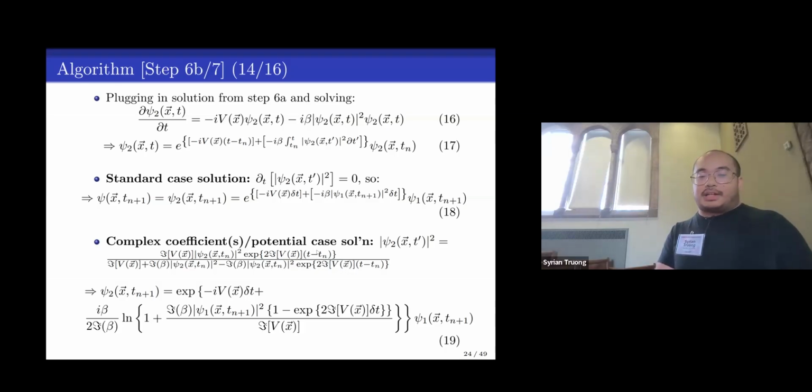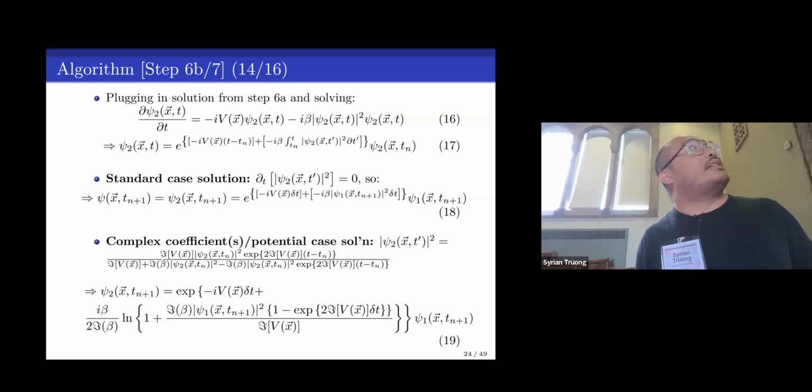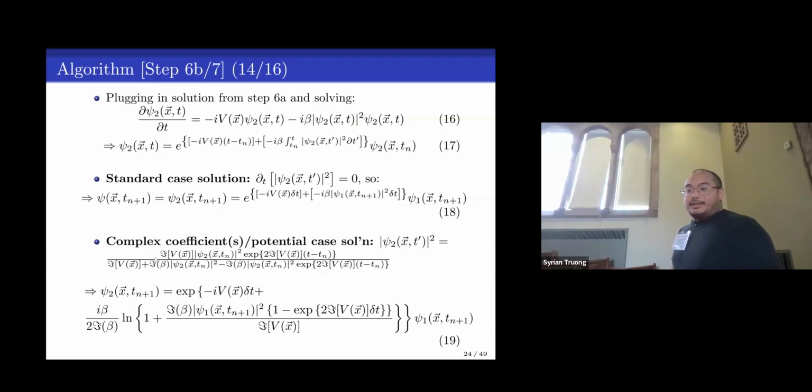If you have both a complex potential and complex nonlinear term, it looks like this, where these squiggly lines are the imaginary terms of the potential or the beta term. And you need to plug that into equation 17 and solve for it outright to get equation 19. So this equation 19 is true for complex coefficients of the nonlinear term and the complex potential.